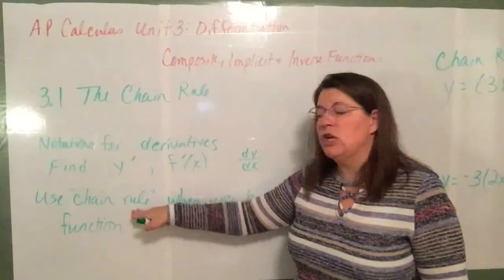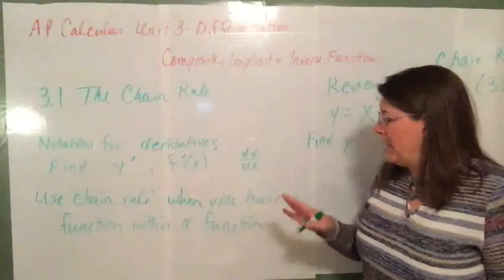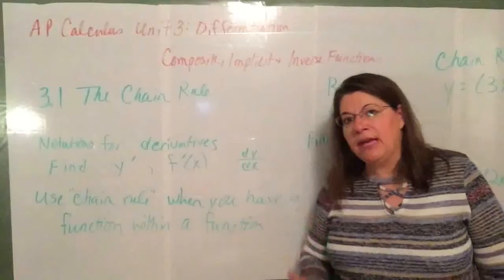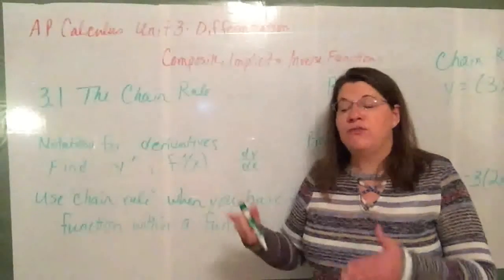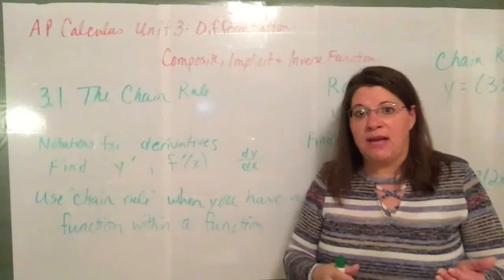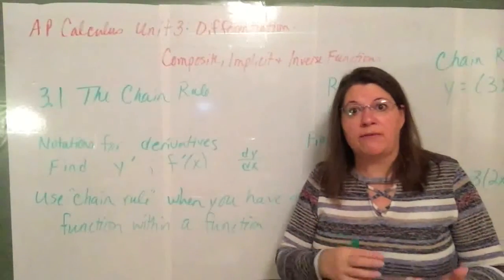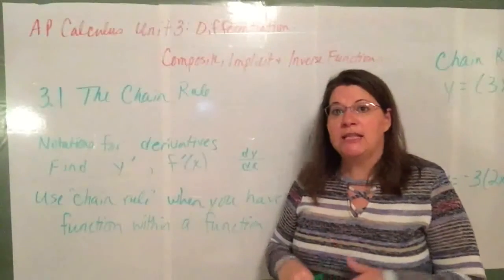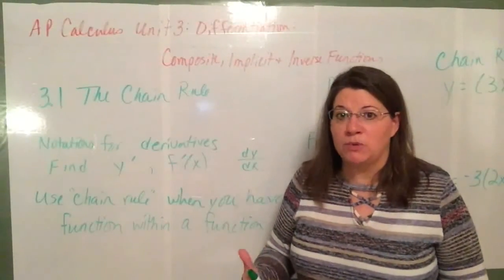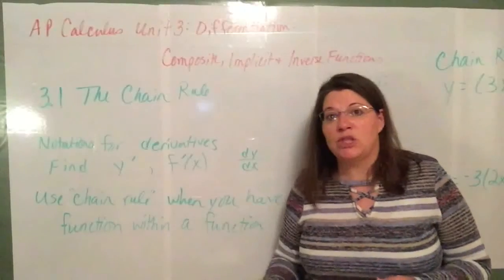And we're going to use the chain rule when we have a function within a function, which is a composite function. You've done f of x and g of x, so find f of g of x or g of f of x. That's a composite function when you put a function within a function. And so to take the derivative of a function within a function, we're going to use the chain rule.